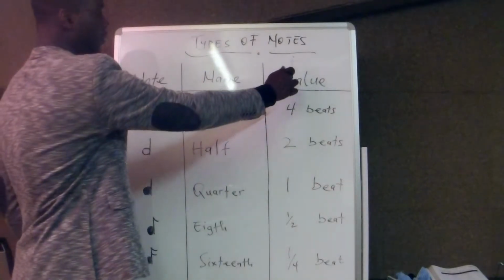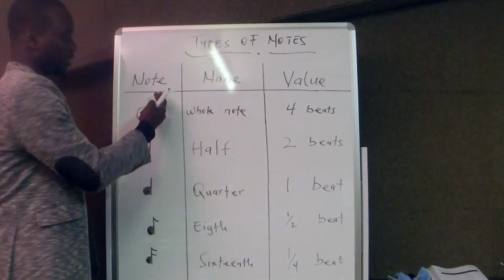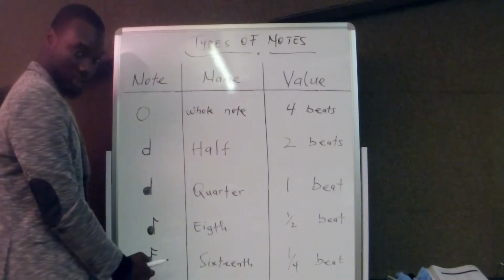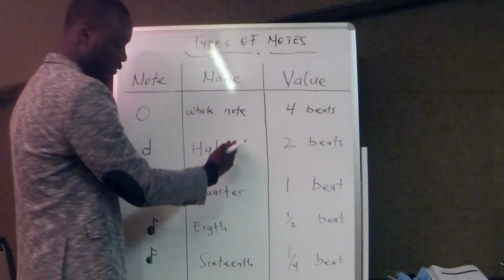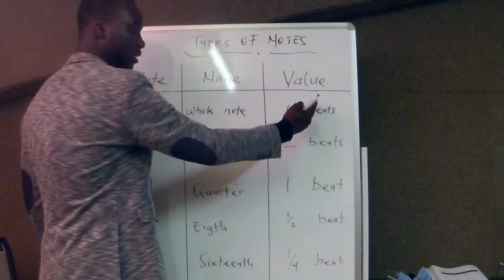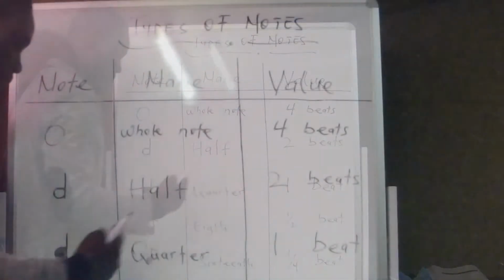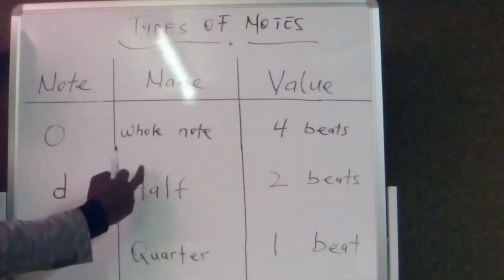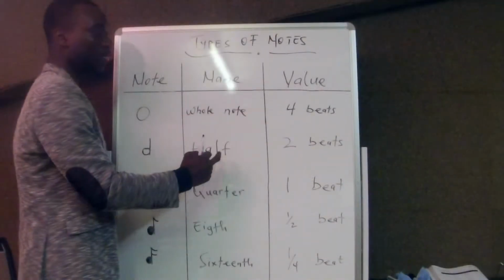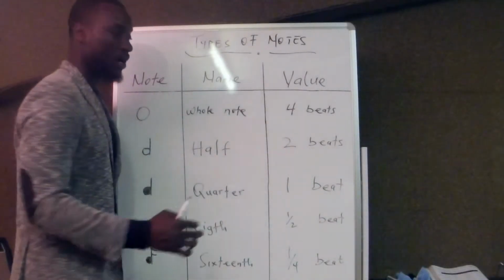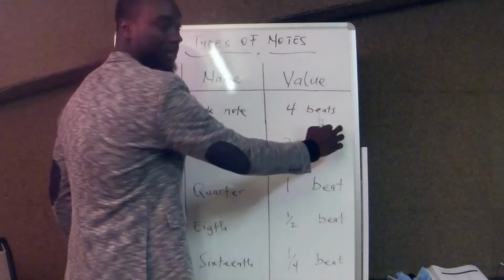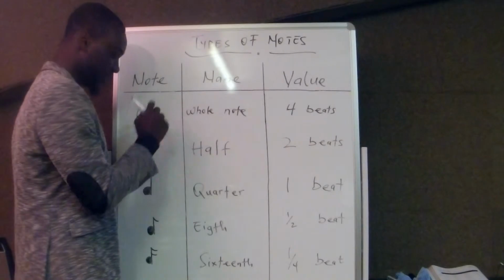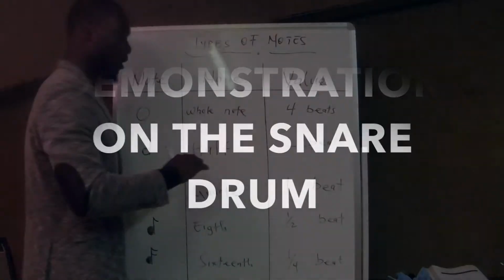Now, the types of notes. This is the symbol of the note I've written in this column. These are the names of the notes, and these are the values of each note. This round one here is called a whole note. And in a 4/4 bar, that is worth 4 beats. So one of these would last for a whole bar.